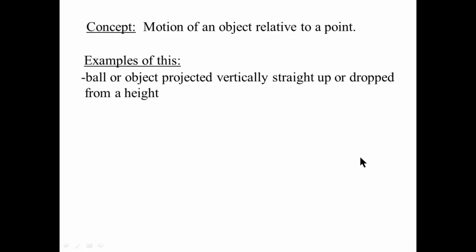Concept. Motion of an object relative to a point. Examples of this: a ball or an object projected vertically straight up, like a cannonball shot up or something of that nature, or possibly dropped from a height. It's motion of an object relative to a point. And in the case of the ball shot straight up into the air, the thing that it is relative to would be the ground. The point would be the ground.